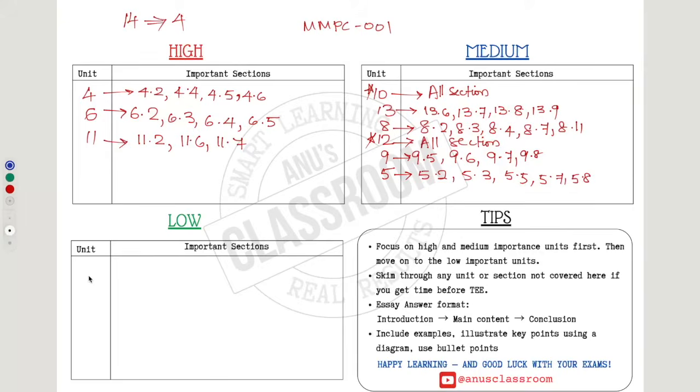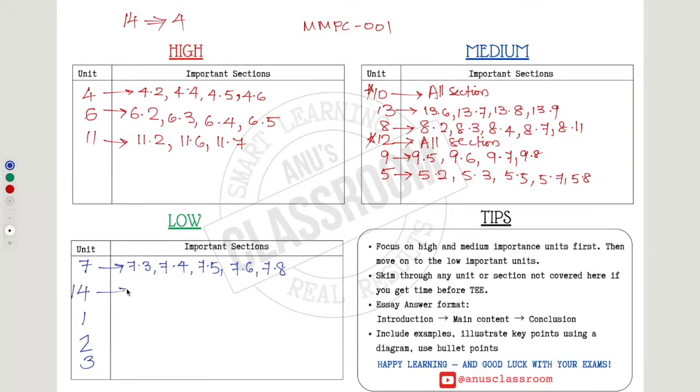So low importance units, I would say unit number 7, unit number 14, unit number 1, unit number 2, unit number 3. All these are low importance units. Doesn't mean you can skip them. That just means that while you're studying, you can keep them as last priority. That is all. Okay, so unit 7, controlling, from block number 3, you need to focus on 7.3, 7.4, 7.5, 7.6, and 7.8. These many sections.